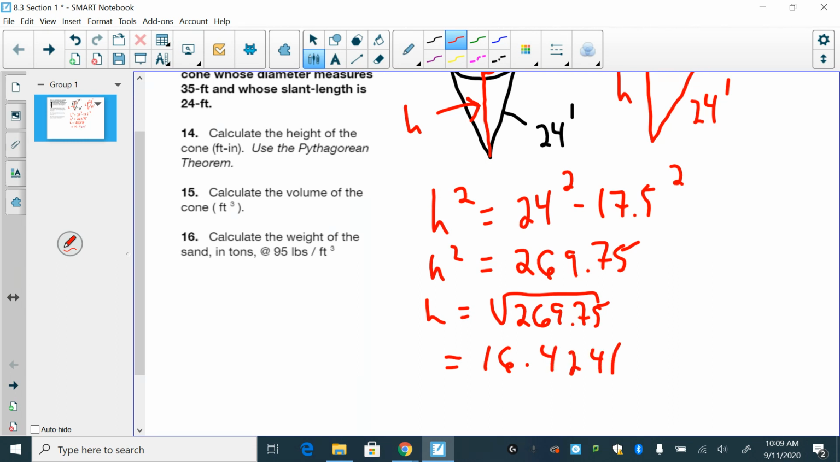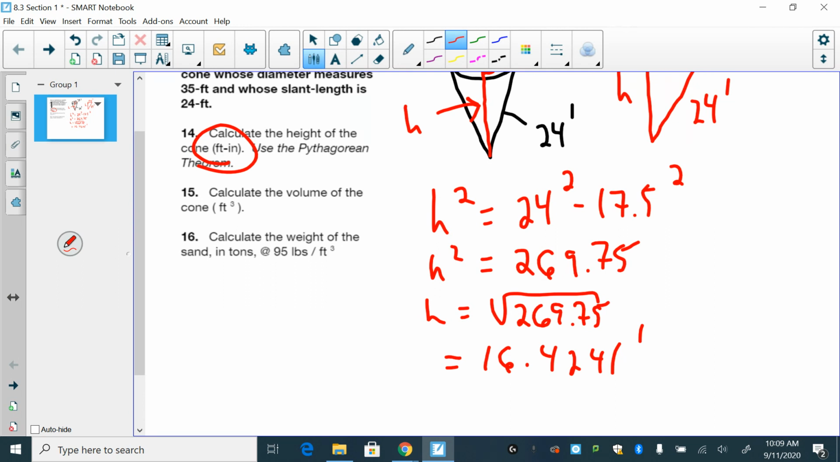16.4241. And so you're not done because that's just pure feet. And I want the answer in feet inches. So remember, you're going to use the staircase method. If you don't remember how to do the staircase method, go back to your video in trig labeled staircase method. All right, let's look at number 15.